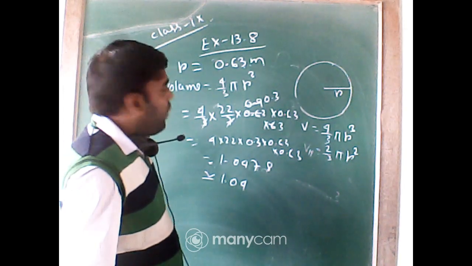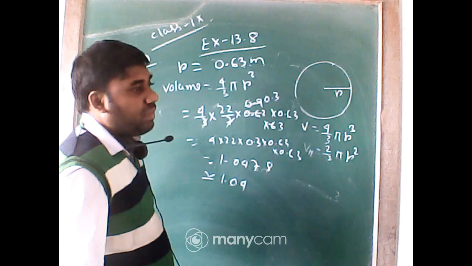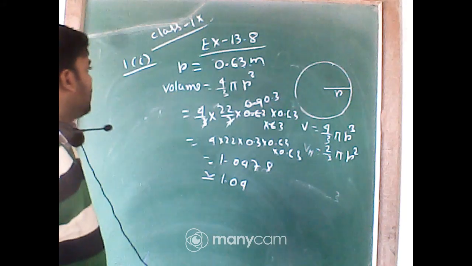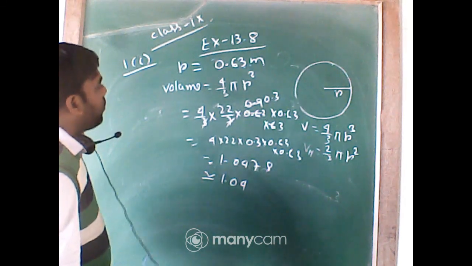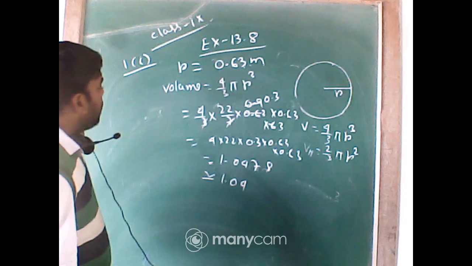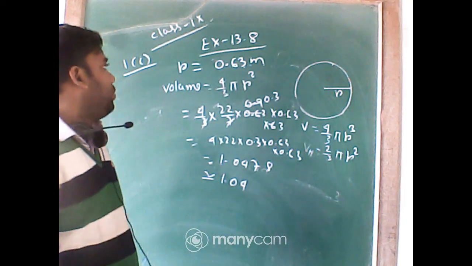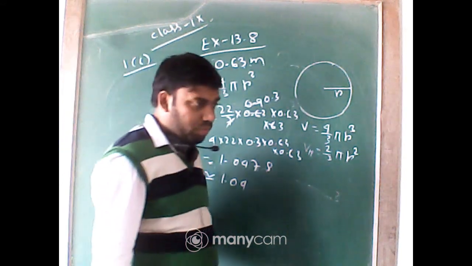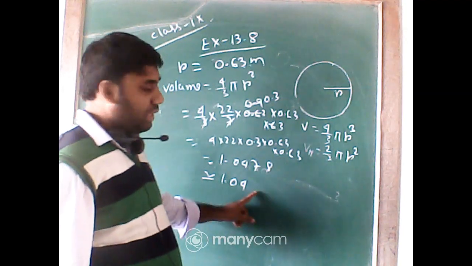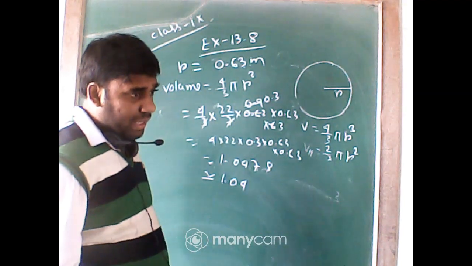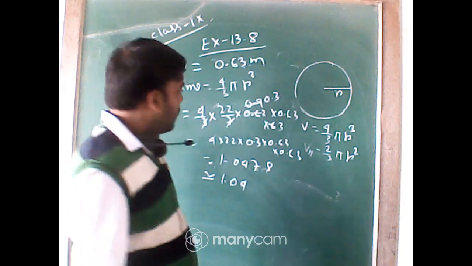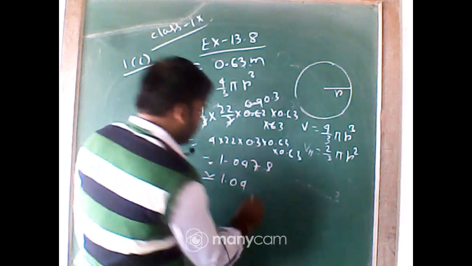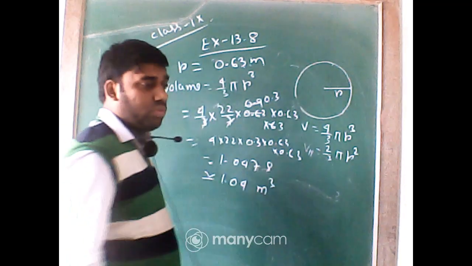Students, in the first part r equal to 7 centimeter, and in the second part r equal to 0.63 meter. By using the formula 4/3 pi r cube, the volume of the part having radius 0.63 meter is 1.04 meter cube or centimeter cube? Meter cube or meter square, what should I put here? Quickly. Meter cube, Rajanna, very good. Yes, meter cube.